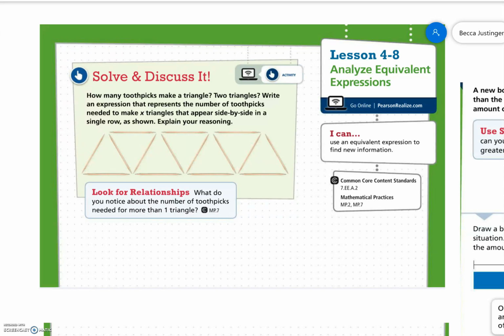Hi, 7th grade. Welcome to lesson 4.8, Analyze Equivalent Expressions. By the end of the lesson, I want you to be able to say, I can use an equivalent expression to find new information. Let's solve and discuss it.